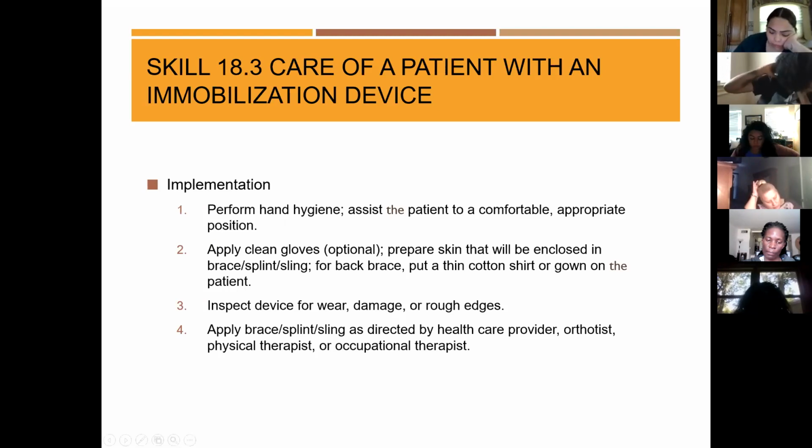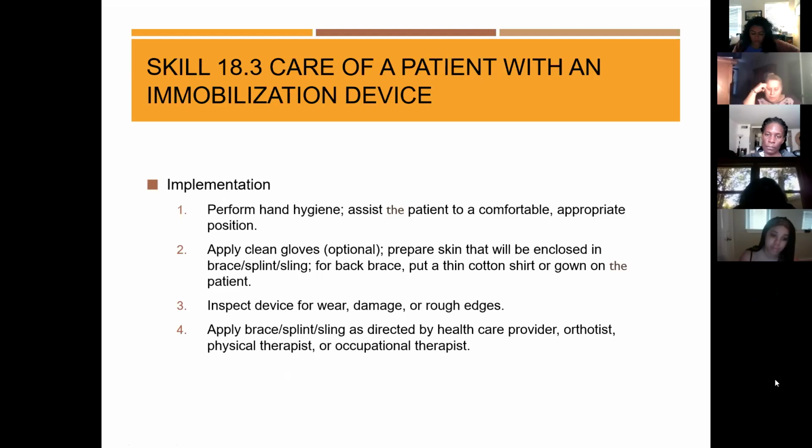All right. Make sure that if there's any padding or anything up underneath the brace that you are keeping it from bunching up, because that could alter their skin integrity and you don't want that to happen, okay? Inspect that device. Make sure that it's not damaged before you give it to the patient, okay? If it's damaged, go get another one.